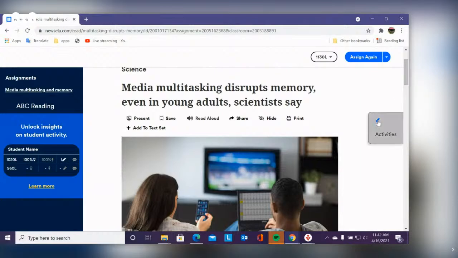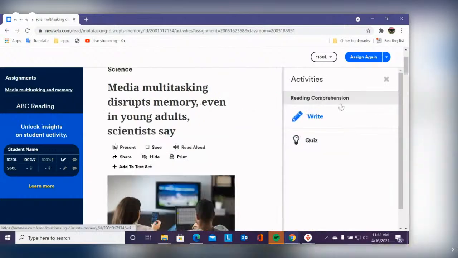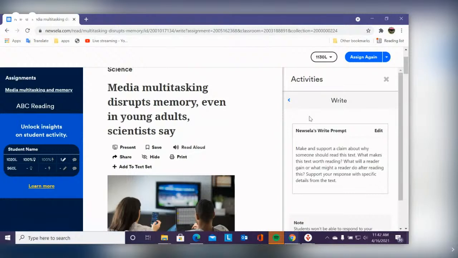So let's take a look at your activity. And my mouse is dead. I have no juice. So I want you to go to the writing section, and it says make and support a claim about why someone should read this text. What makes it worth reading? What will a reader gain, or what might a reader do after reading this? Again, I want specific details from the text. The text will be attached if you need to go back.